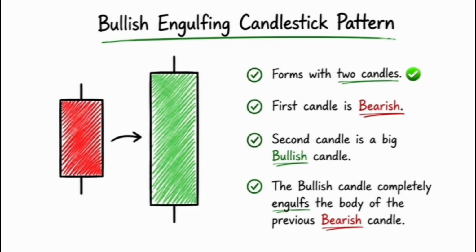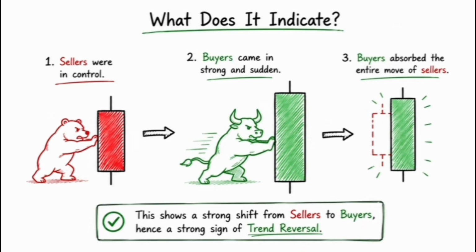The first candle is bearish, followed by a large bullish candle that completely engulfs the body of the previous bearish candle. This pattern tells us that sellers were initially in control of the market, but buyers suddenly stepped in with such strong buying pressure that they completely engulfed the previous bearish candle and formed a large bullish candle. That's why the bullish engulfing pattern is considered a strong trend reversal signal.